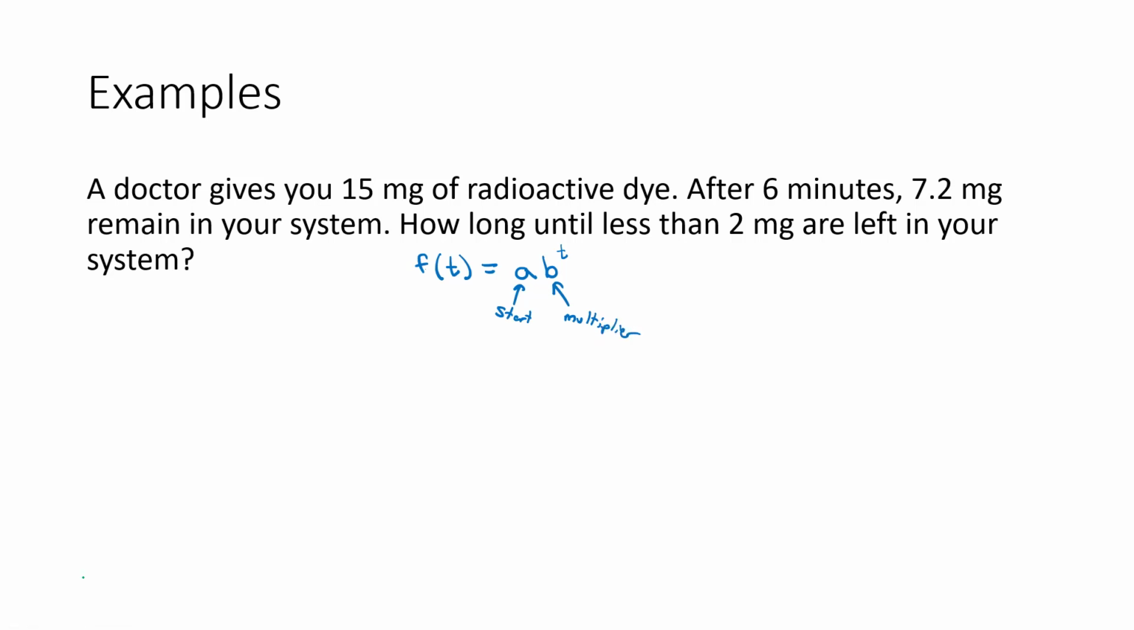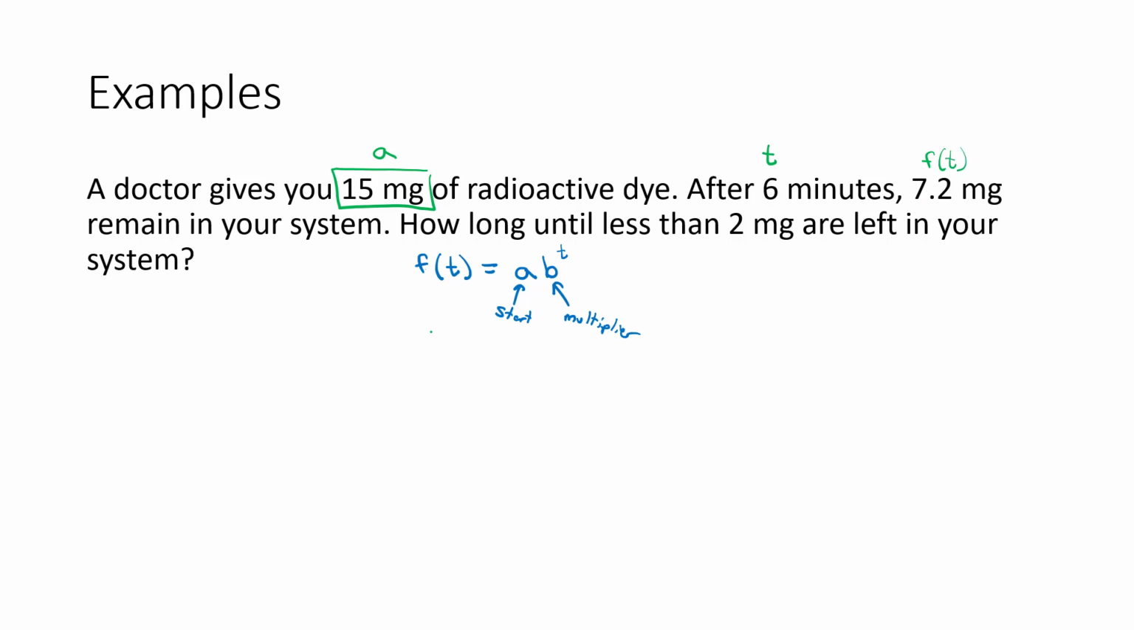Now, we're going to have to do a little bit of trick mathematics, for lack of a better term, to figure out what b is. It's not going to be too difficult, though. We do know, to start off with, we had 15 milligrams of the dye at the start, so that's got to be our a. 6 minutes, that's the amount of time that's passed to give us a final result, f of t, of 7.2 milligrams.